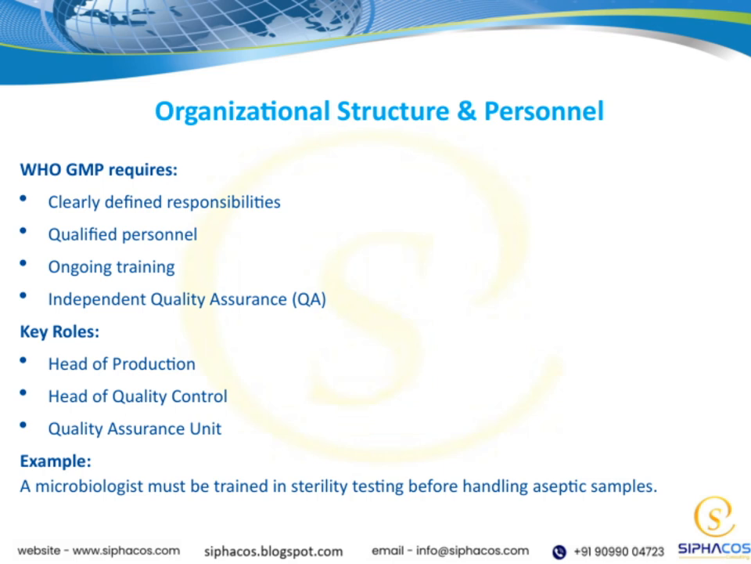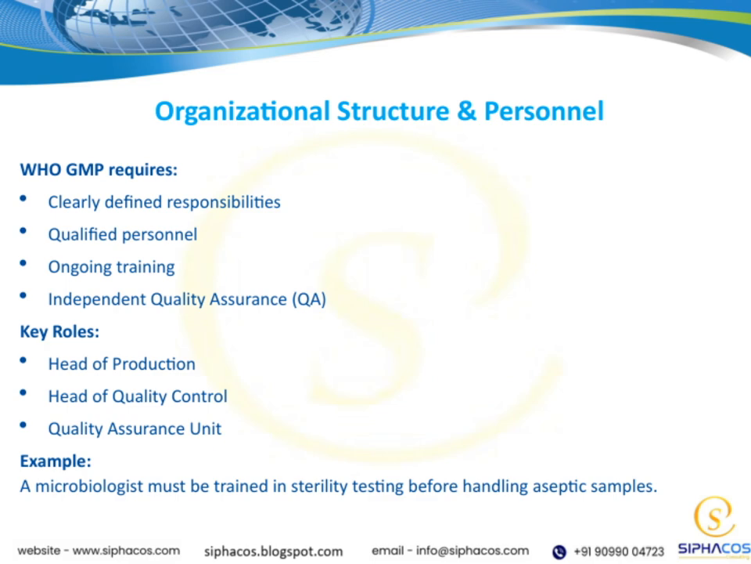An independent quality assurance, or QA, unit is a cornerstone of GMP compliance. This team operates independently to review processes and ensure quality is maintained without conflicts of interest. Now, let's focus on some key roles. The head of production oversees manufacturing processes, ensuring they run smoothly and meet quality standards. The head of quality control is responsible for testing and verifying raw materials and finished products. The quality assurance unit, as I mentioned, plays a vital role in auditing and ensuring compliance across all operations.